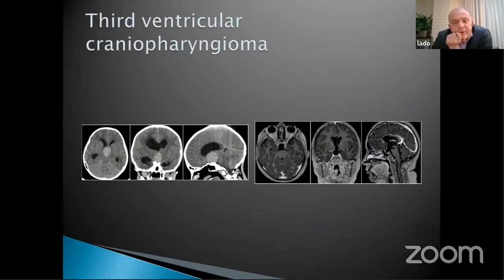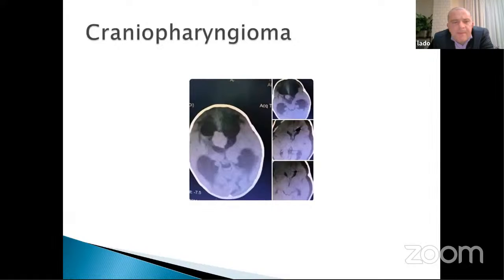It's a subventricular craniopharyngioma. In this case, we used the transcallosal approach through the foramen of Monro, and the whole tumor was gross totally removed. It's also a subventricular craniopharyngioma localized in the third ventricle. In this case, the transcallosal approach was also suitable and gross total removal was achieved.